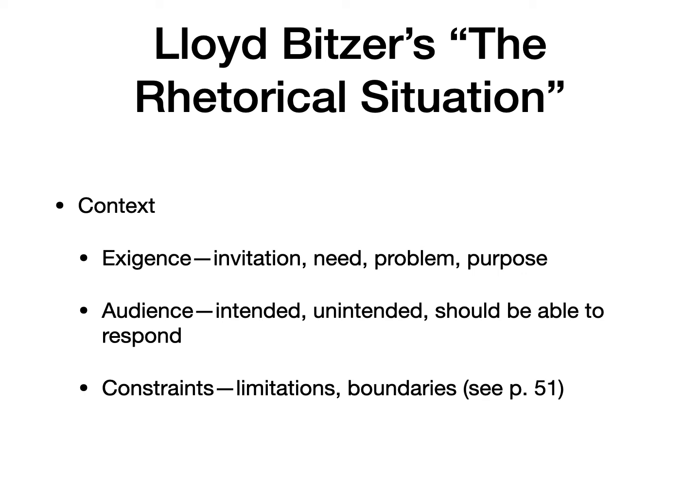Third are the constraints, and these are limitations and boundaries. If you look at page 51, you can see the ad council's list of qualifications in order to get an ad listed with the ad council. Those are all constraints. Some things that you need to think about with constraints are, what are the beliefs and attitudes that affect the rhetorical situation?